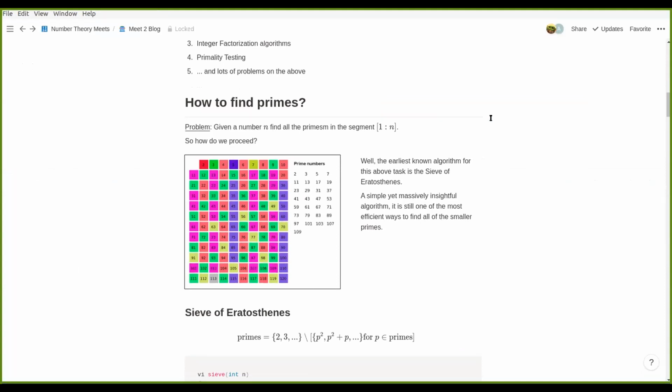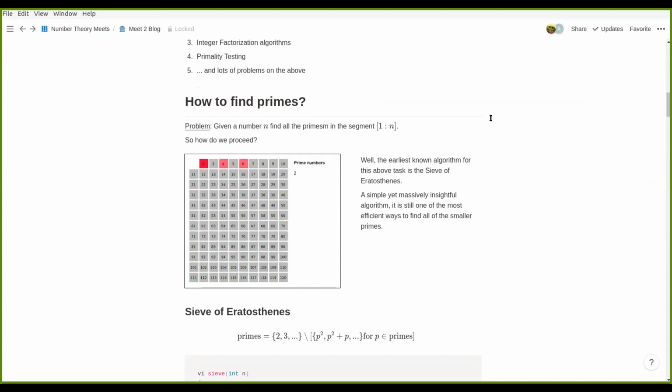Yes. Why root n? Because anything after that would already have been marked by the ones before it, right? And the ones that are not marked are by default prime. Yeah. Right. So can you guess what will be the time complexity?